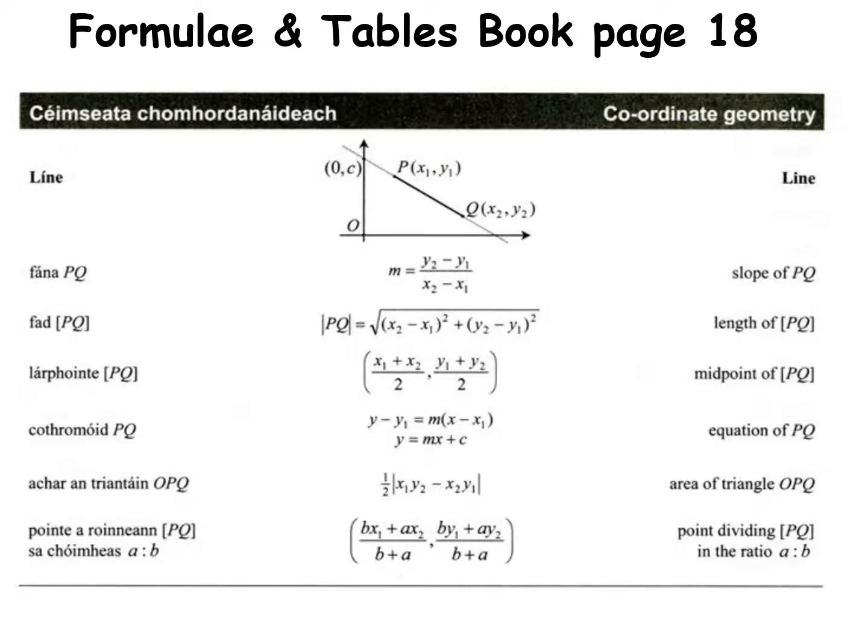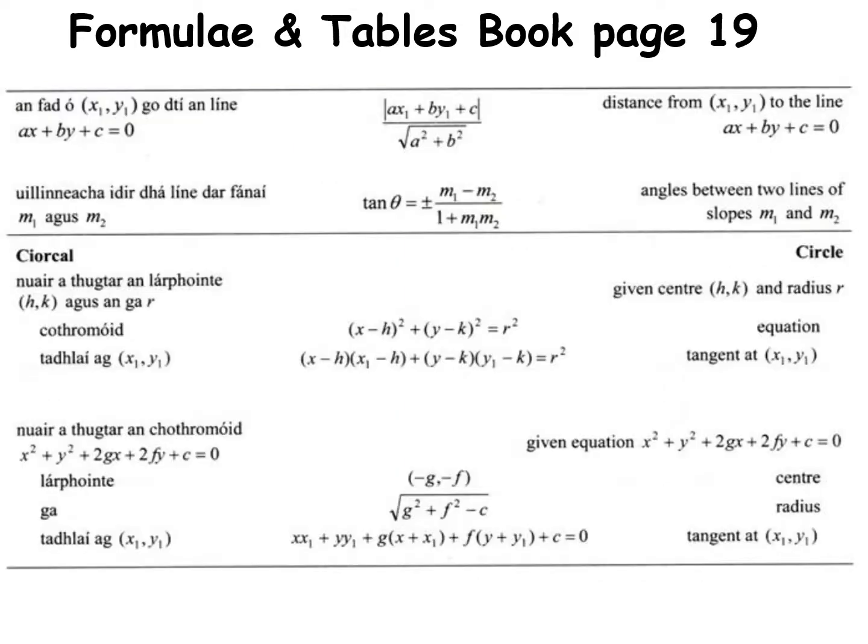So we're going to be working with our formula and tables book, page 18. At Junior Cert, we would have worked down to the equation of PQ. We now have two more formulas on this page, the area of the triangle and the point dividing PQ in the ratio A is to B. We're also going to work on page 19, and there are two more formulas here at the top. The distance from a point to a line, that's the perpendicular distance formula, and the angle between two lines.